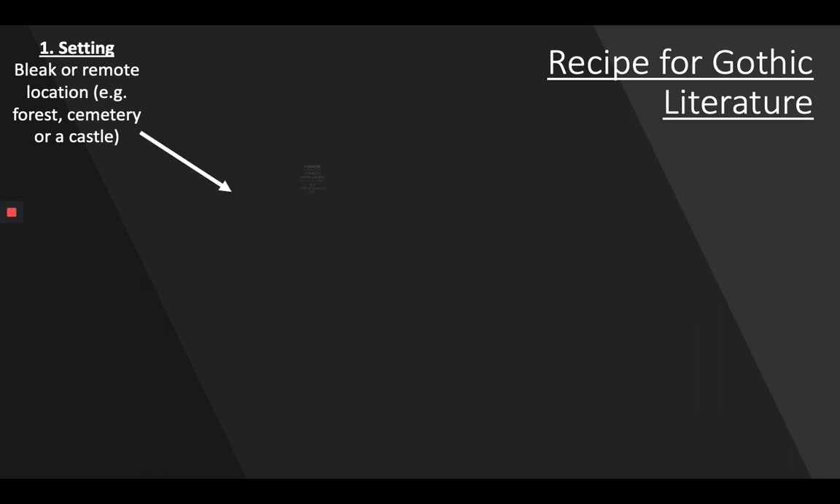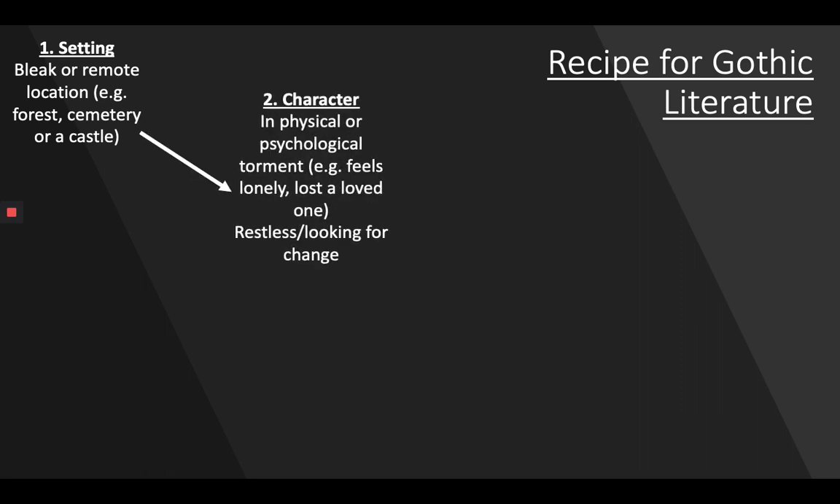So when you've picked your setting, you need to choose a character. Now that character is often someone in either physical or psychological torment. So maybe they're lonely, maybe they've just lost a loved one, maybe they've got some sort of illness so they're quite weak and vulnerable. Or it can be a character that's just quite restless and looking for change. So maybe a person who's leaving the city and moving into the countryside or something like that.